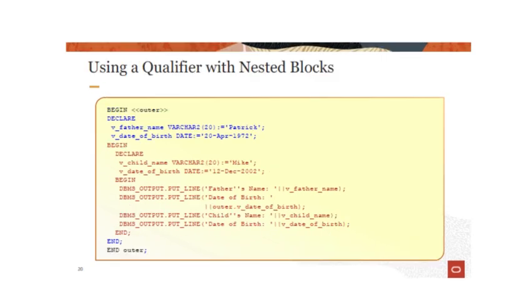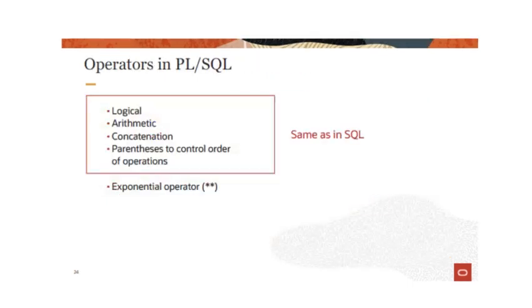A qualifier is a label given to a block. You can use a qualifier to access the variables that have scope but are not visible. The operations in an expression are performed in a particular order depending on their precedence, priority. The following table shows the default order of operations from high priority to low priority.